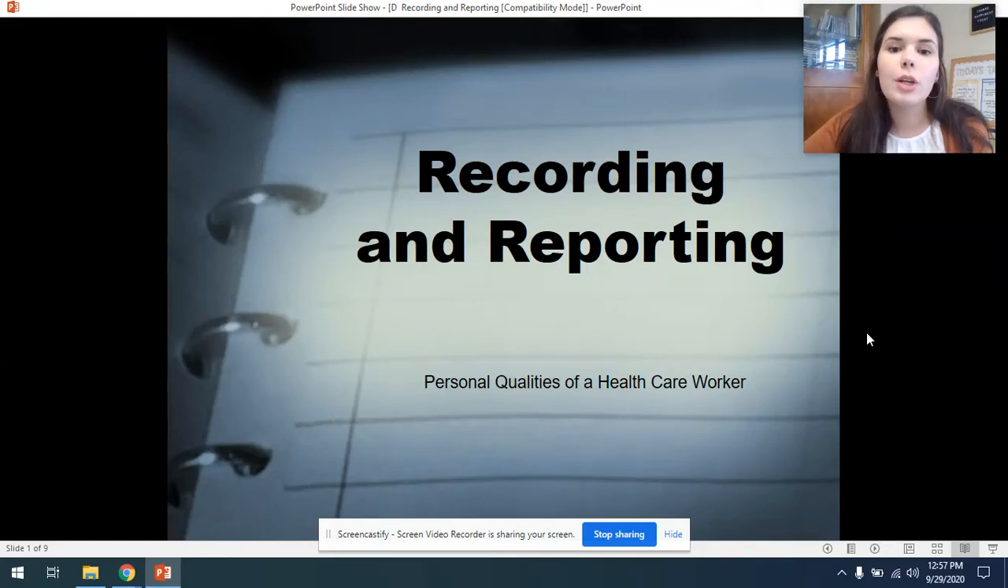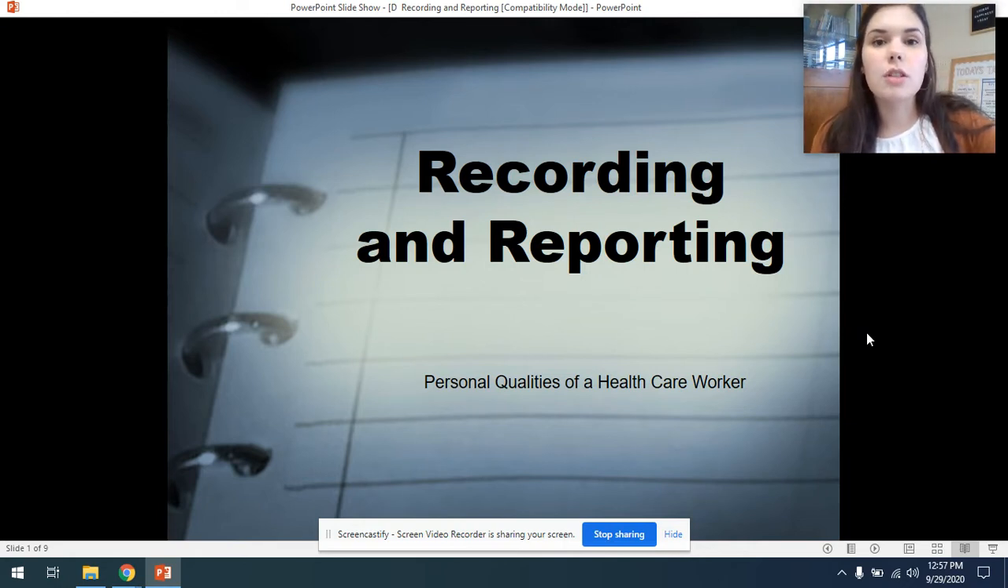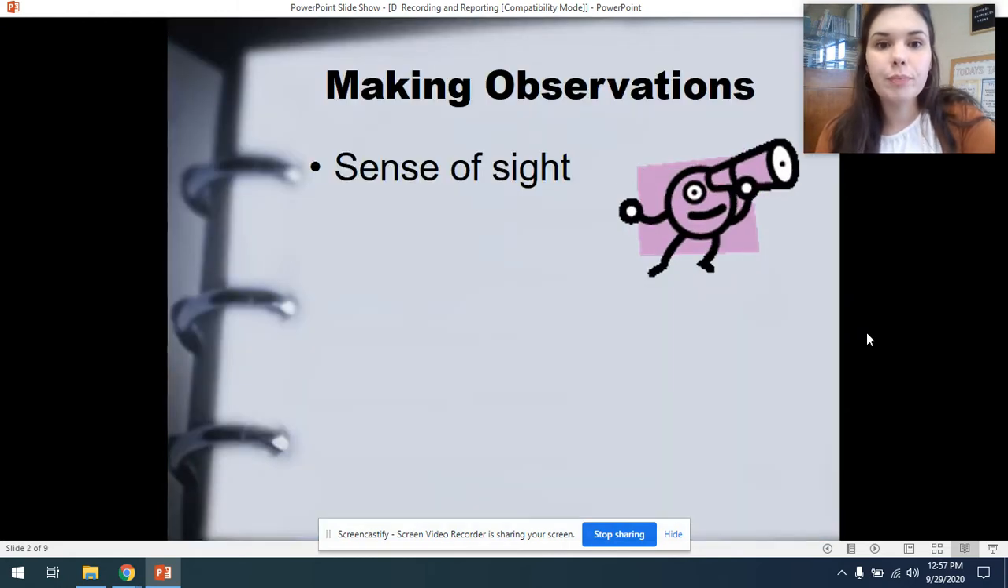So today you are going to be learning about recording and reporting, which are important things that you do as a healthcare worker. We're going to be talking about the different senses that you use when recording and reporting information, how you report that information, and the difference between subjective versus objective observations.